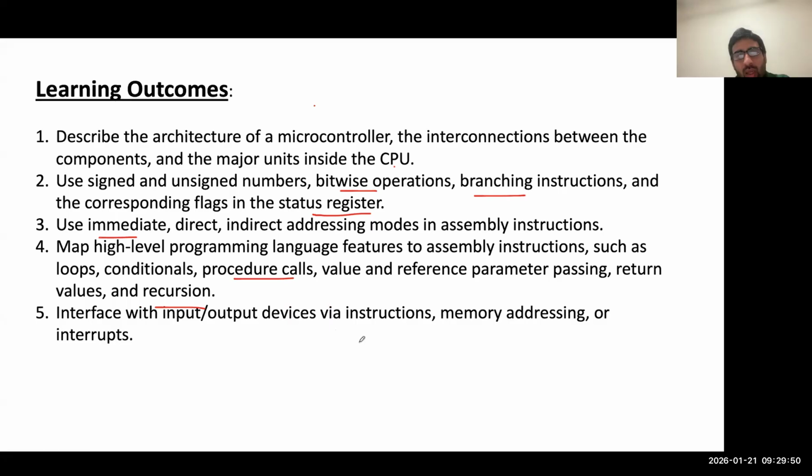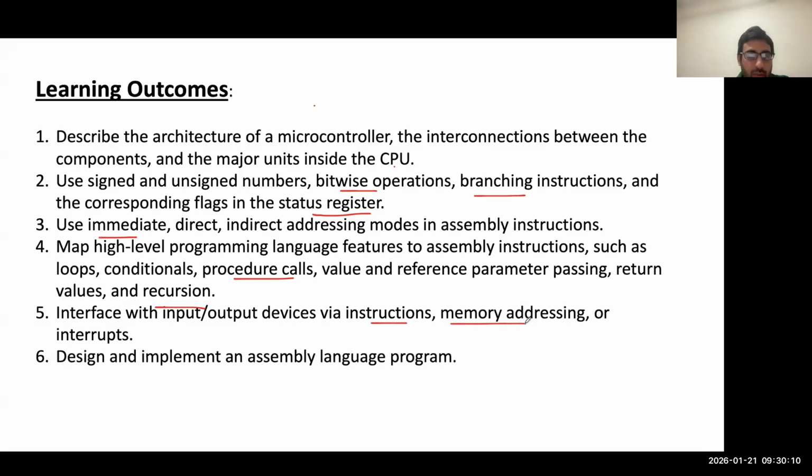We will also have a look at how we can interface input-output devices, and how our microcontroller can interact with them by executing instructions, and by deploying memory addressing and interrupts. So at the end, you should be able to write a fully functional, working assembly language program for your microcontroller.